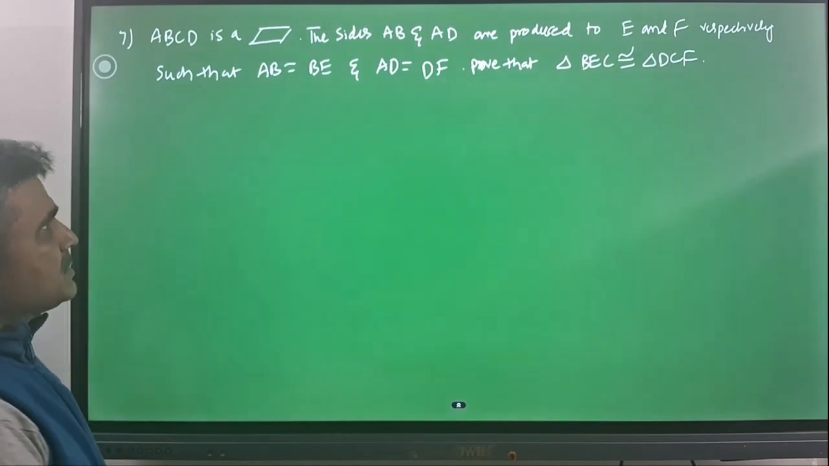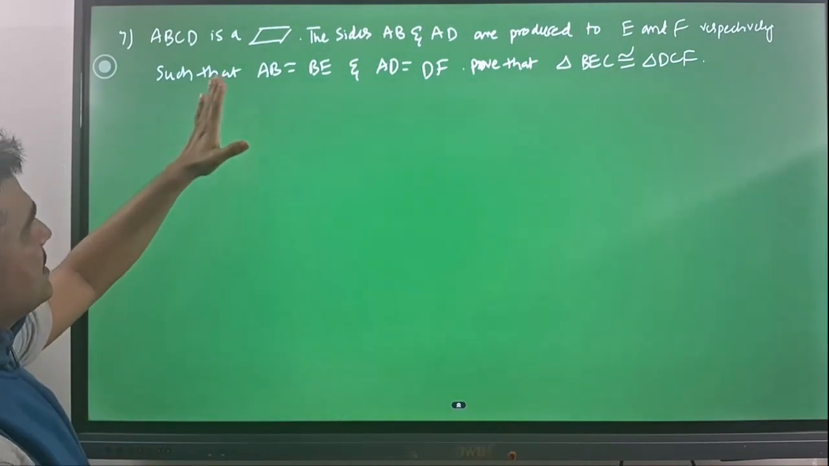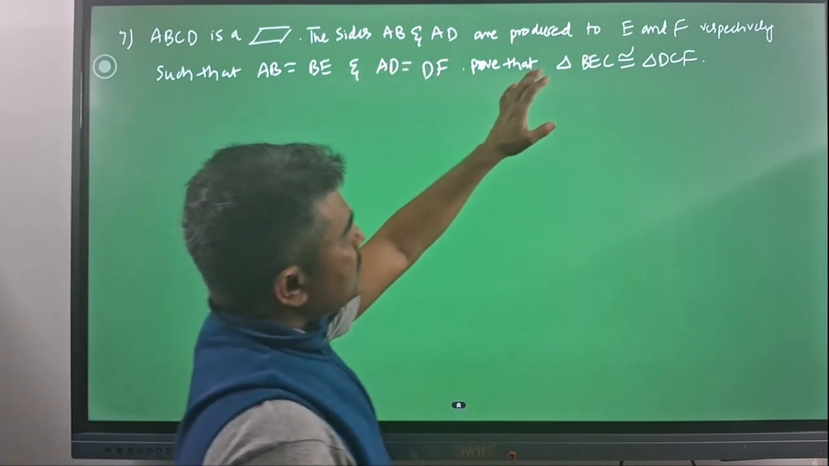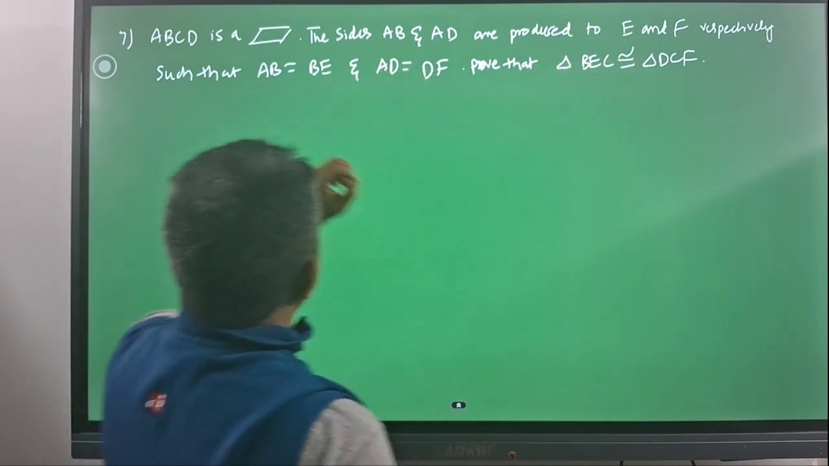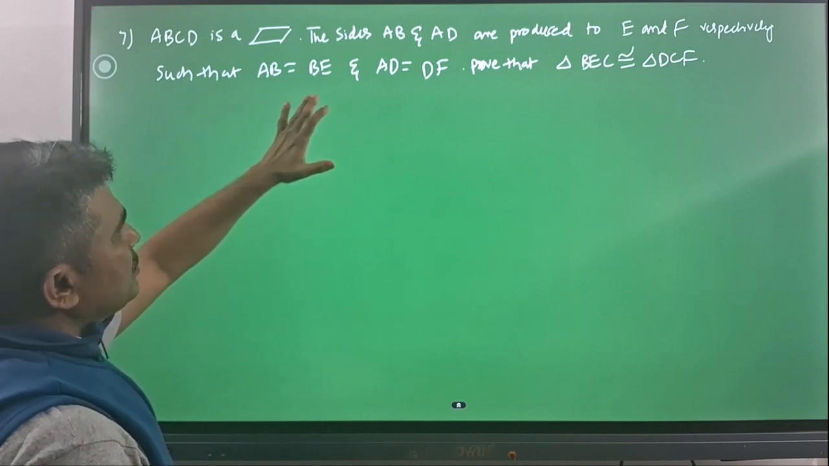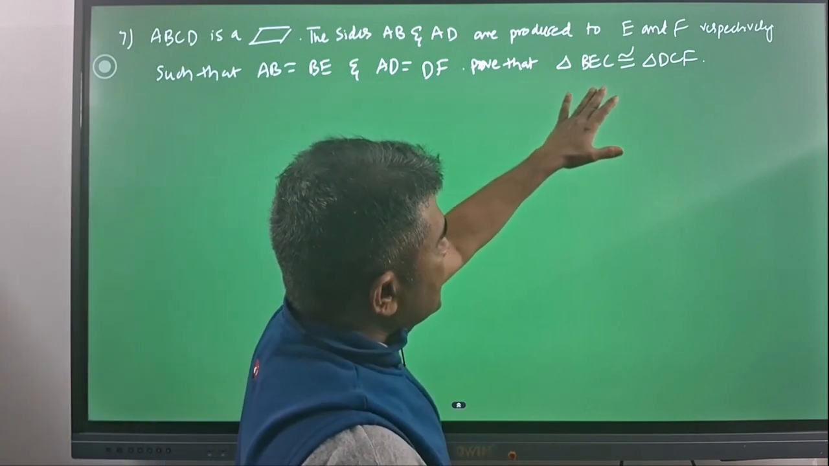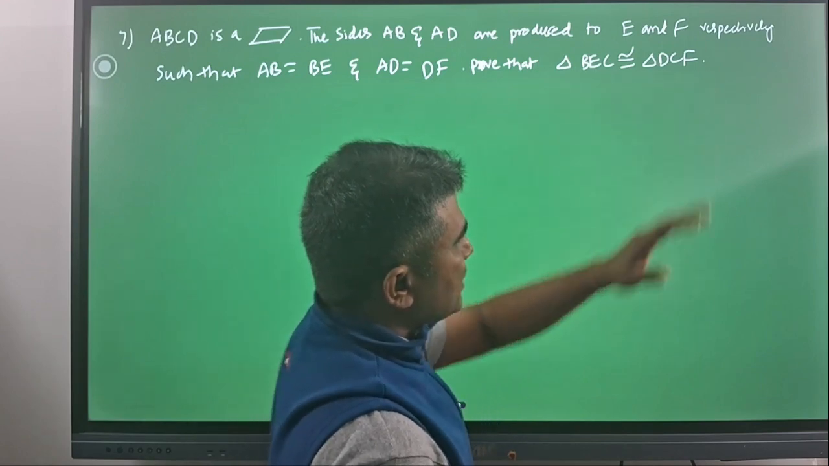Our next problem is: ABCD is a parallelogram. The sides AB and AD are produced to E and F respectively such that AB is equal to BE, AD is equal to DF. Prove that triangle BAC is congruent to triangle DCF.